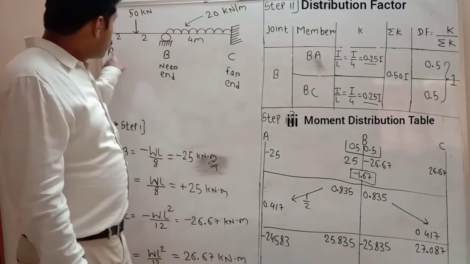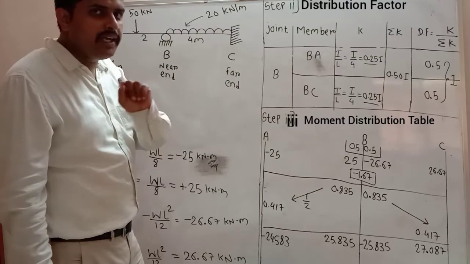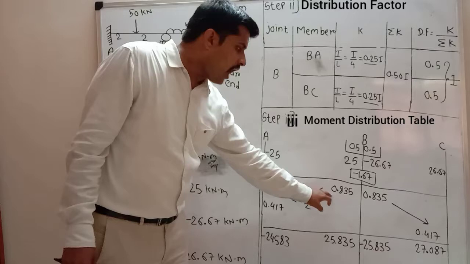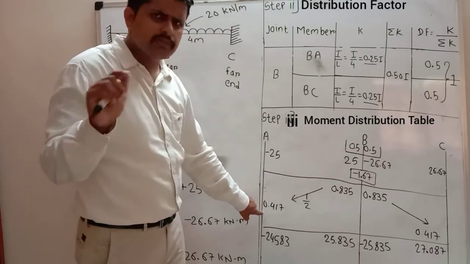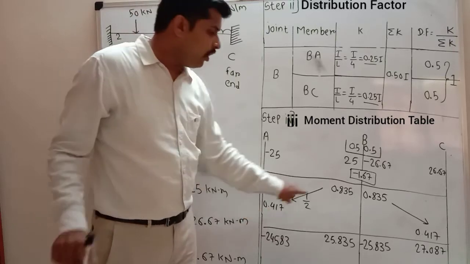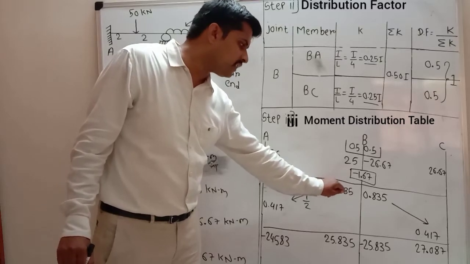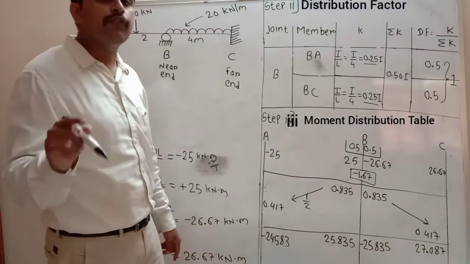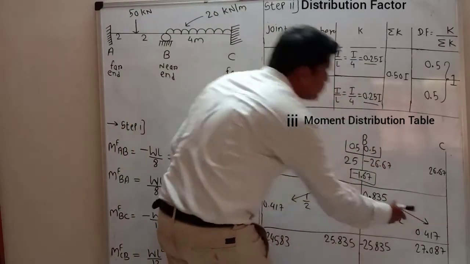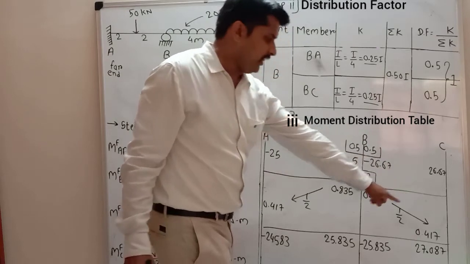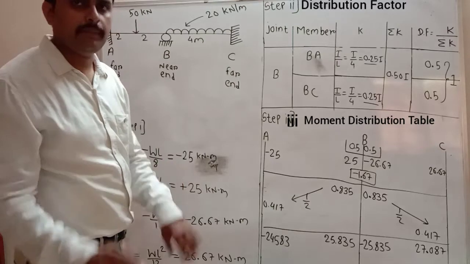Now, the supports A and C are fixed supports, hence the carryover factor will be half. So, transfer half of this value to this side, with the same sign, there is no need to change the sign. Only half of this value. So, half of 0.835 will be 0.417. Again, transfer half of this value to that side. So, again 0.835 will become 0.417.